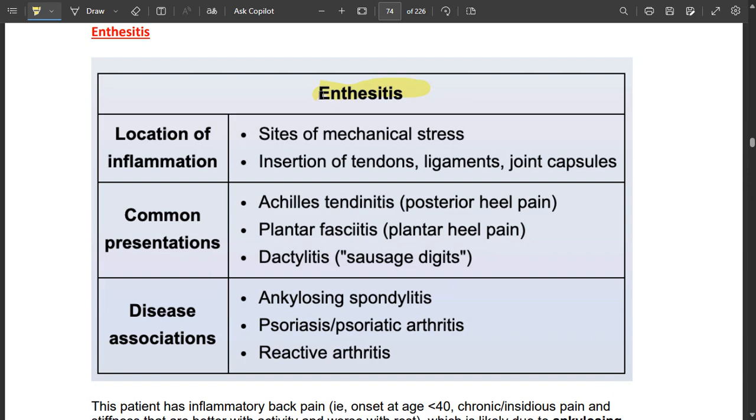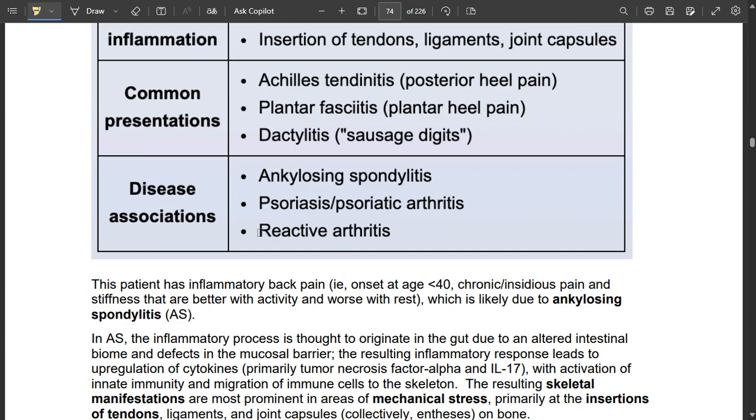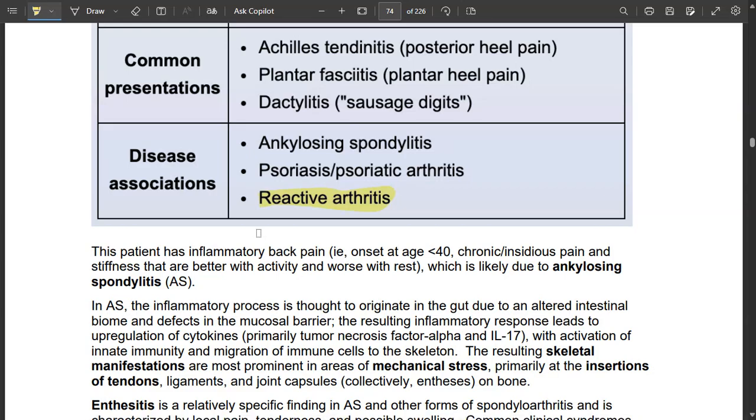Common presentations can include Achilles tendinitis, which causes posterior heel pain, plantar fasciitis, which causes plantar heel pain, and dactylitis, which means sausage digit. Ankylosing spondylitis, psoriasis, or reactive arthritis are associated with enthesitis.